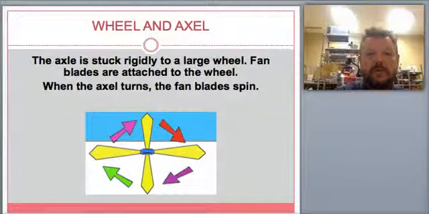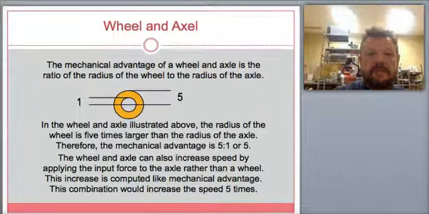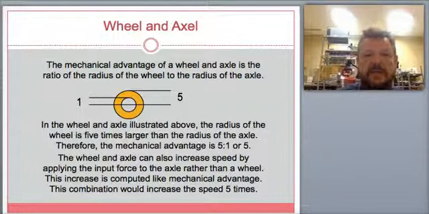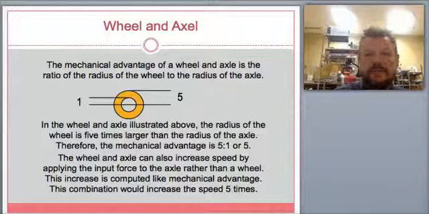A wheel and axle. The axle is stuck rigidly to a large wheel. Fan blades are attached to the wheel. Then the axle turns, the fan blades spin. Mechanical advantage of a wheel and axle is the ratio of the radius of the wheel to the radius of the axle.